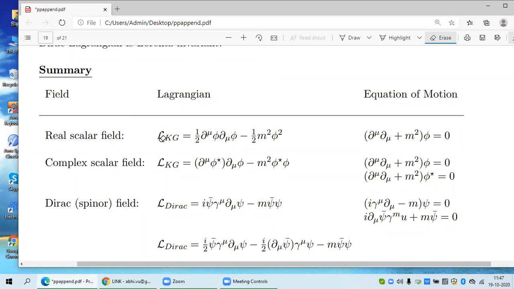So this is our summary of what I told so far. These are all the Lagrangians. You can see the Lagrangians for the real scalar field, the complex scalar field, and the Dirac field, which has two forms. And here are the equations of motion. You can work with either Lagrangian or equations of motion, depending on what you want in your investigation. Clear?